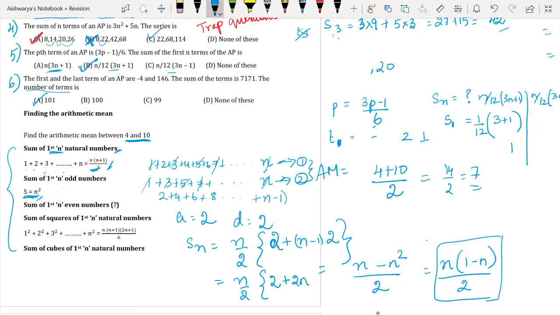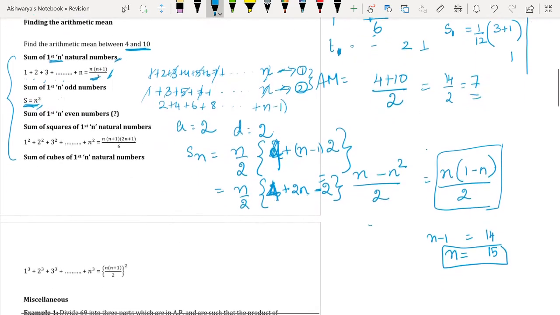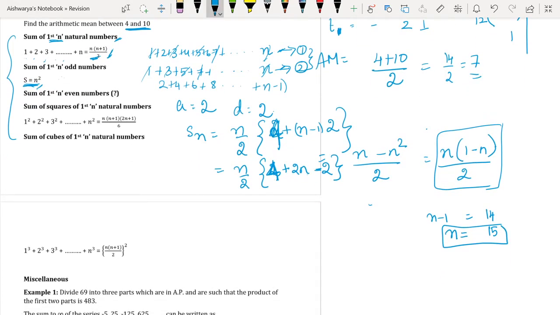N by 2 into 2a plus n minus 1 into 2. Yes, 2a, 2 2s are 4, so you get 4 here plus 2n minus 2. This is what you will get. Then we will get n into n plus 1 as the answer.